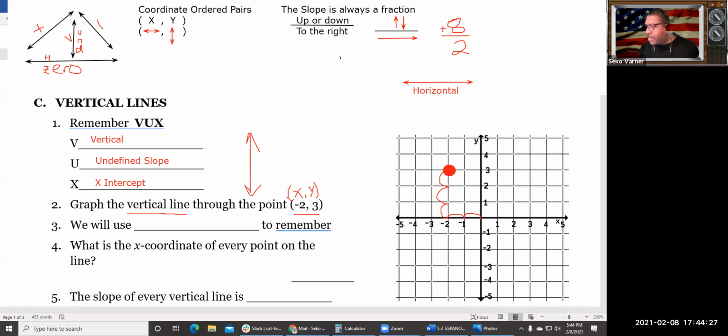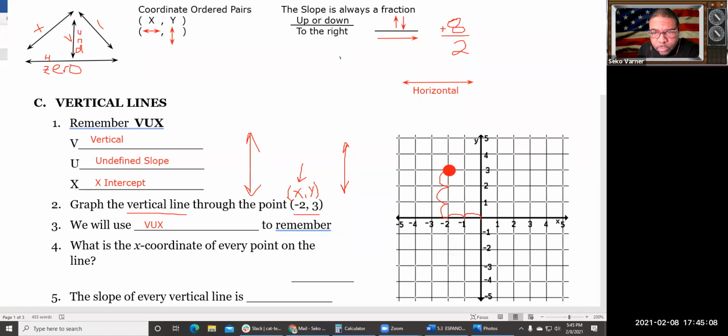Good stuff. We can actually keep that scribble there. We're going to use that to remember. What is the x coordinate of every point on the line? The x right here, it already tells you, -2. And since it's a vertical line, our line is going to go straight up and down, right? That's what vertical lines do.